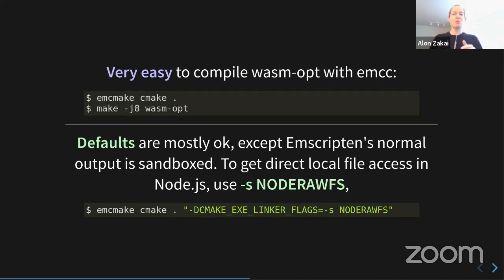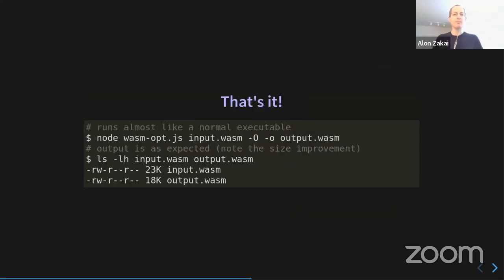The one default we do want to change in this context is that Emscripten's normal output is fully sandboxed. But in this case, we want direct local file access. We want to read from a file on the local system and write to it. So we have an option, NODERAWFS, which gives you raw direct access to the file system. And it's very easy to use. You just tell cmake, here's another linker flag, -s NODERAWFS. And that's it. And then we get a build and we can run it.